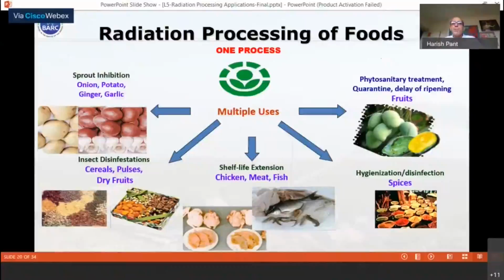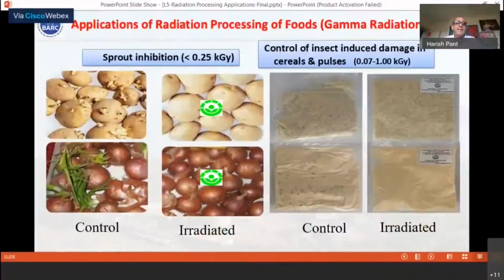So radiations are used for the irradiation of different agriculture or food products for different purposes. In some cases it is just to inhibit the sprouting, in some cases it is disinfestation, in some cases it is the extension of shelf life, in some cases a delay in ripening or phytosanitary treatment. You can see that this is the irradiated onions and potato, while this is unirradiated. So you can see that in irradiated potatoes, there is no sprouting. In the case of cereals also, you can see that this is unirradiated, this is irradiated.